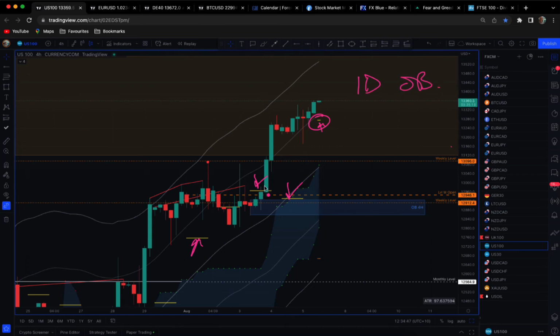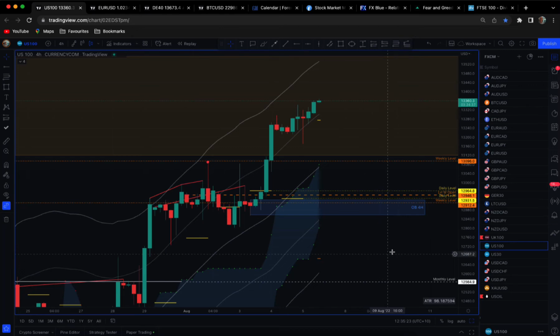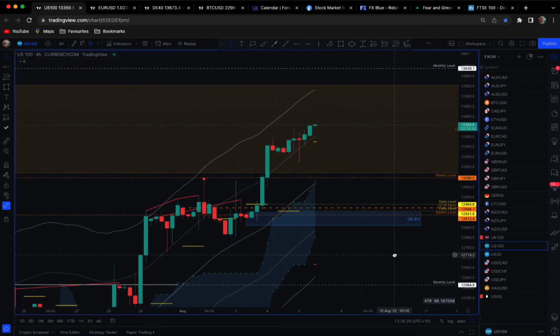And then we have these, and these coincide with this weekly open and the weekly level here. So this is a big level. We've got daily, and weekly. So I'm going to mark these up, yellow, daily level, just to make sure that it's clear on the other time frames. Level daily. So this is basically what I'm looking at.